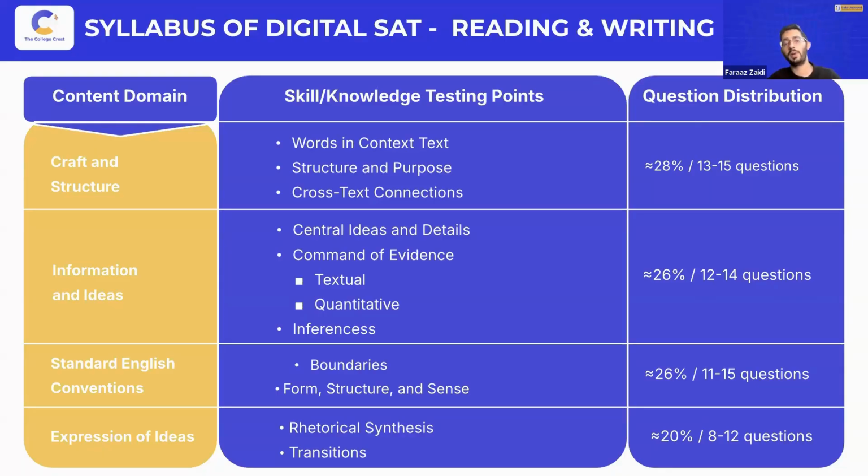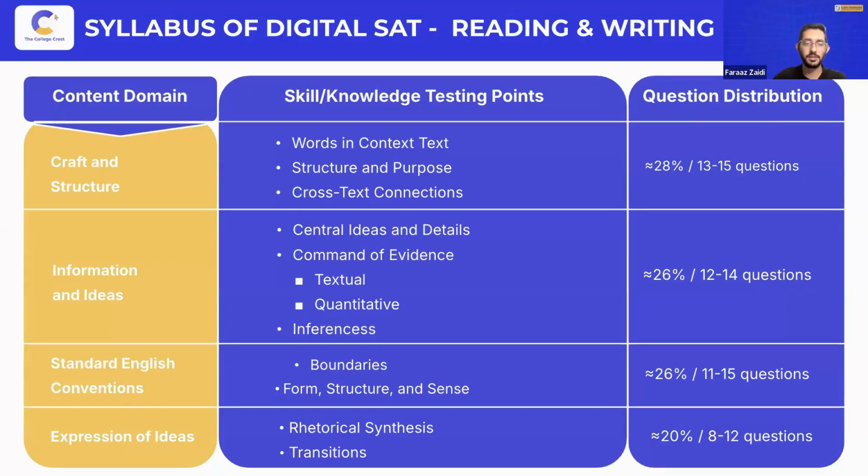The other important part is information and ideas. You could again expect between 12 to 14 questions, 26% weightage. This domain is about understanding key ideas in a passage and analyzing the supporting evidence. The key things they test are central ideas and evidence, command of evidence, textual evidence, quantitative evidence, interpreting data presented in tables, charts, and graphs, and overall inferences, drawing conclusions based on the information given. So this section really focuses on critical reading skills. Students should practice skimming for key details and understanding the relationship between text and data.